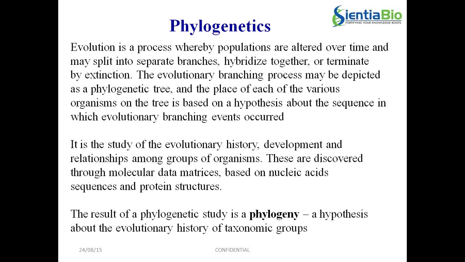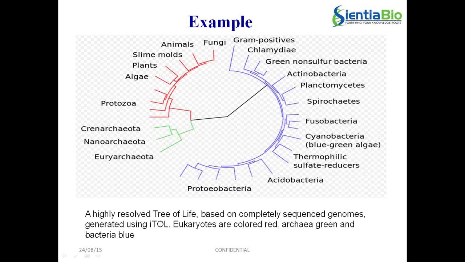So, phylogenetics is effectively the study of the evolutionary history, development, and relationships among different groups of organisms. These are discovered through molecular data matrices based on nucleic acid sequences and protein structure. The result or the output of a phylogenetic study is a phylogeny, a hypothesis about the evolutionary history of taxonomic groups.